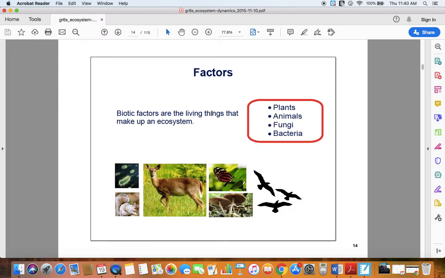Now let's take a look at the living factors, the biotic factors, which either are alive or once alive or came from something that was alive. Examples of the biotic factors we saw in the picture would be plants, animals, the fungus, the bacteria. These are all living factors, biotic factors from the environment.